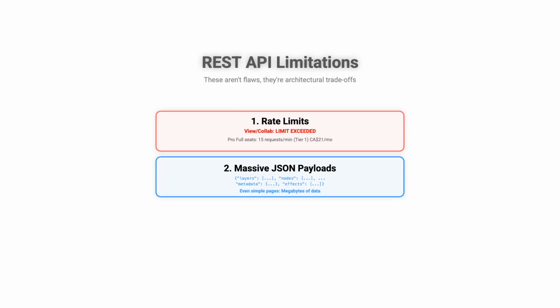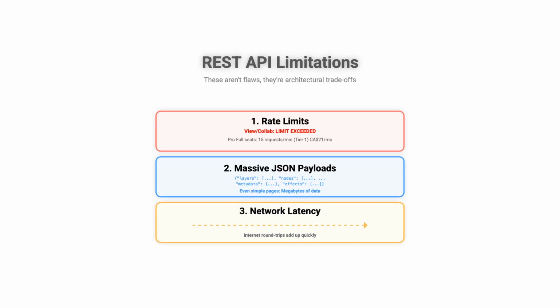And here's the thing, while the REST API gives you access to the design structure, it doesn't provide the same level of real-time, in-context data that the plugin API can access. Third, latency. Every request goes over the internet to Figma's servers and back. For complex workflows where you're iterating quickly, those round trips add up.